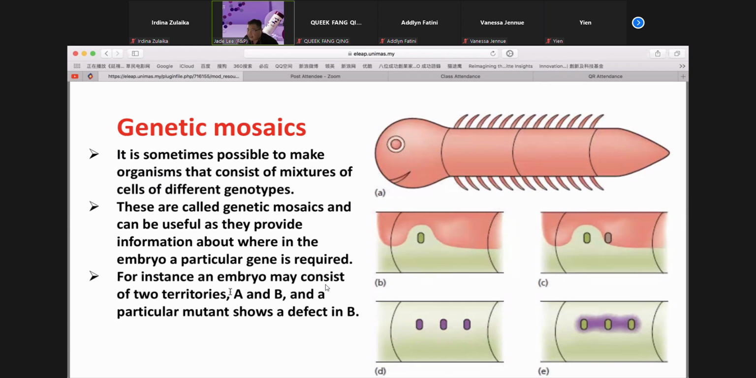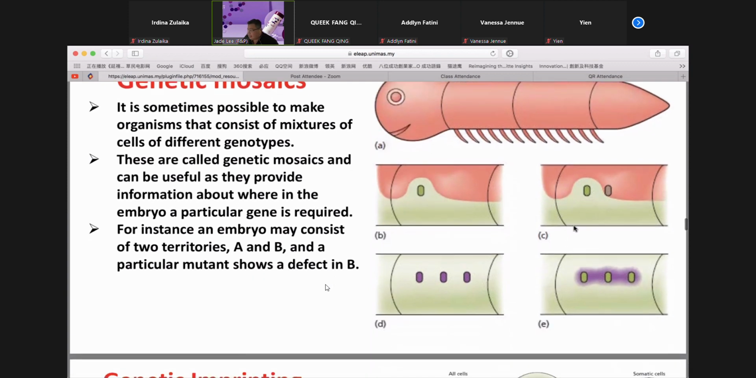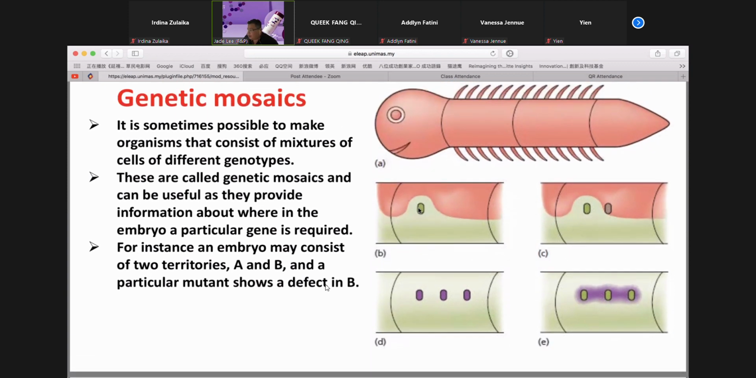So for instance, an embryo may consist of two territories, A and B, and a particular mutant shows a defect in B. For example, here, if we look, this is the territory. You can see its territory can reach up to here, and this one can also surround it. Can you see how the gene is expressed in terms of the phenotype?